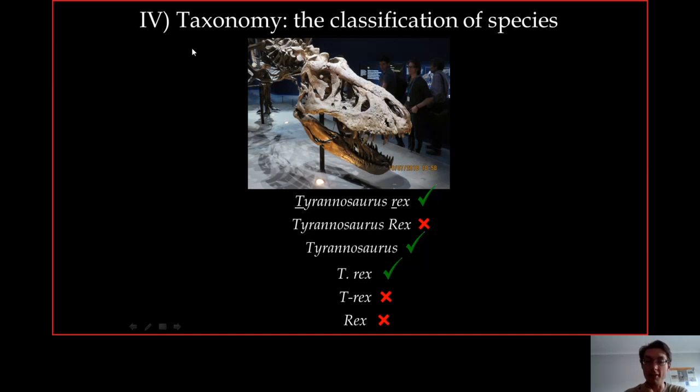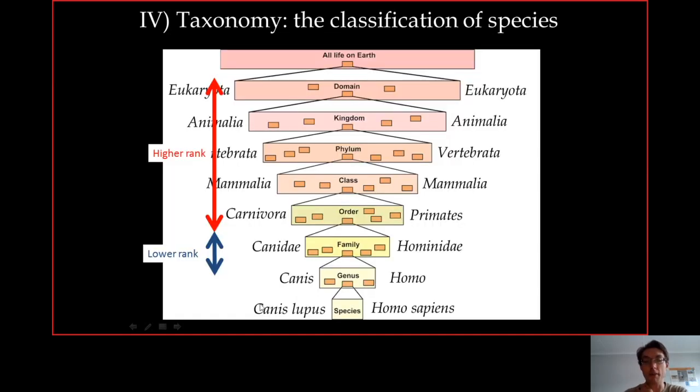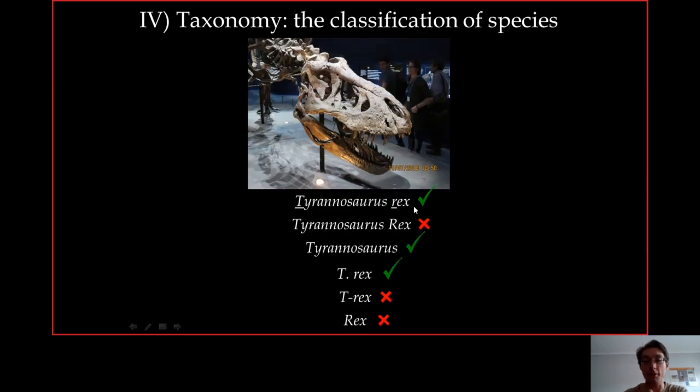Because there's only one way to write it, and it's Tyrannosaurus, so the genus with a capital T, and rex with a small r. You can see here, every time the genus has a capital letter, but not the species. The genus has a capital letter, Homo, but not the species, sapiens. So there's only one way to write Tyrannosaurus rex that is correct. It's like this, Tyrannosaurus rex.